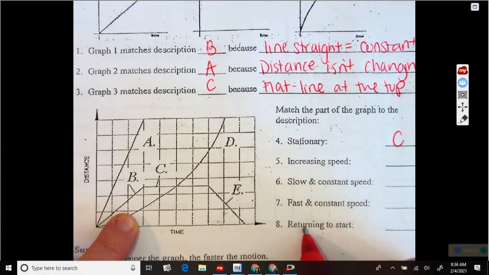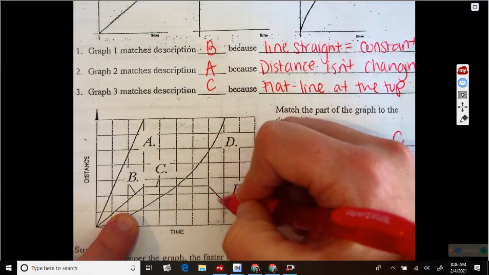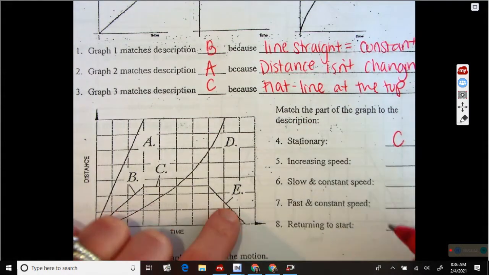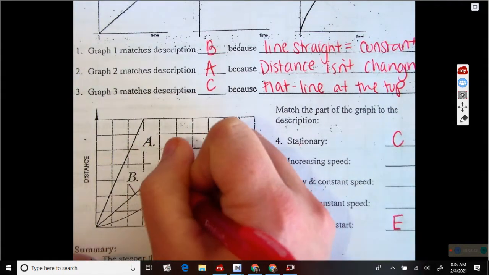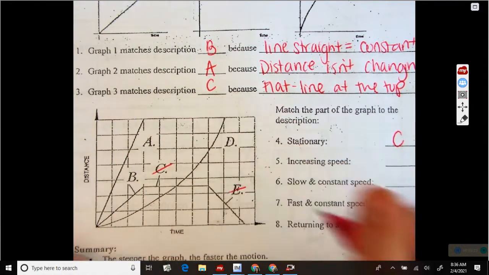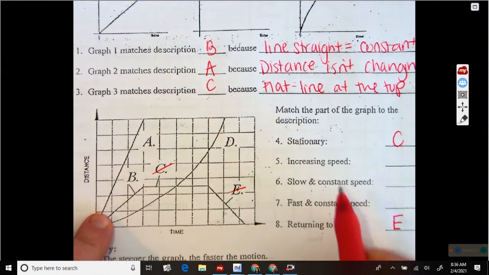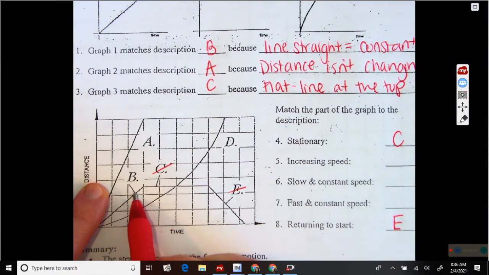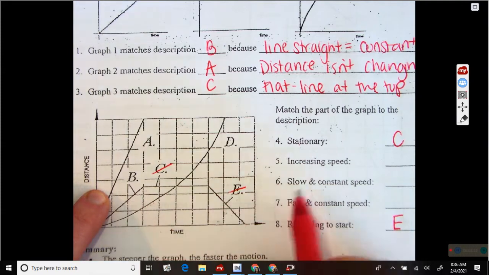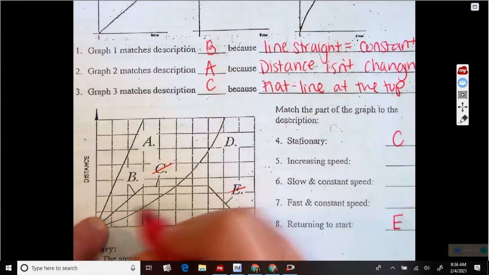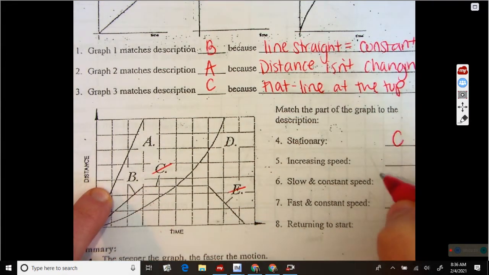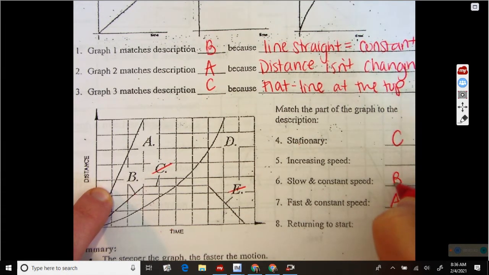Returning to start is a really easy one because when your distance is decreasing, you are going backwards. So you're returning to your start right here with E. So C and E are already done. And now I've got these three. So let's look at the ones we know are constant. We know line A and B are constant because they are straight. So one is slow and one is fast. And we can see B, the distance increases much more slowly over time than A. So B would be slow, A would be fast and constant. A is fast and constant, B is slow and constant.